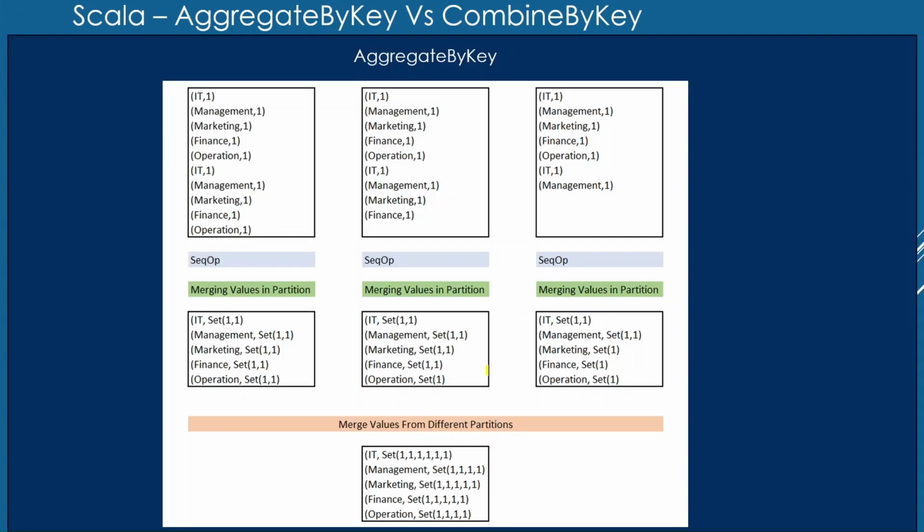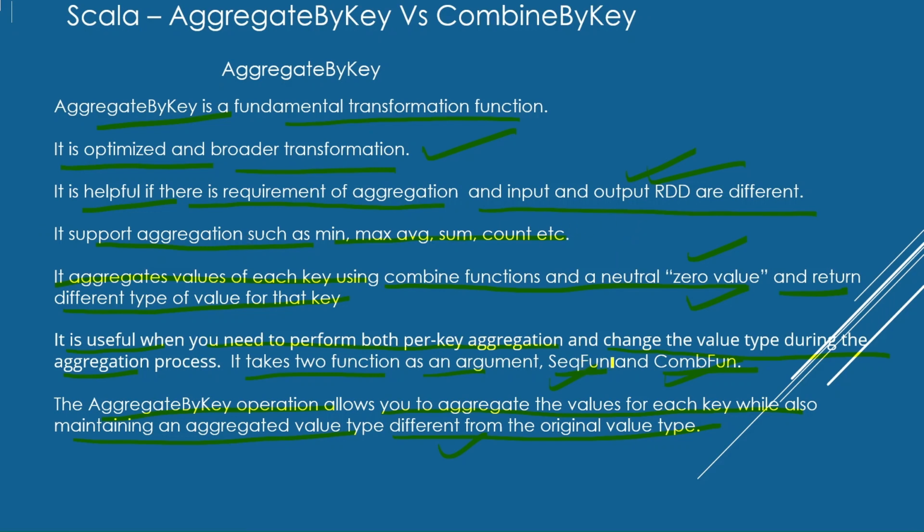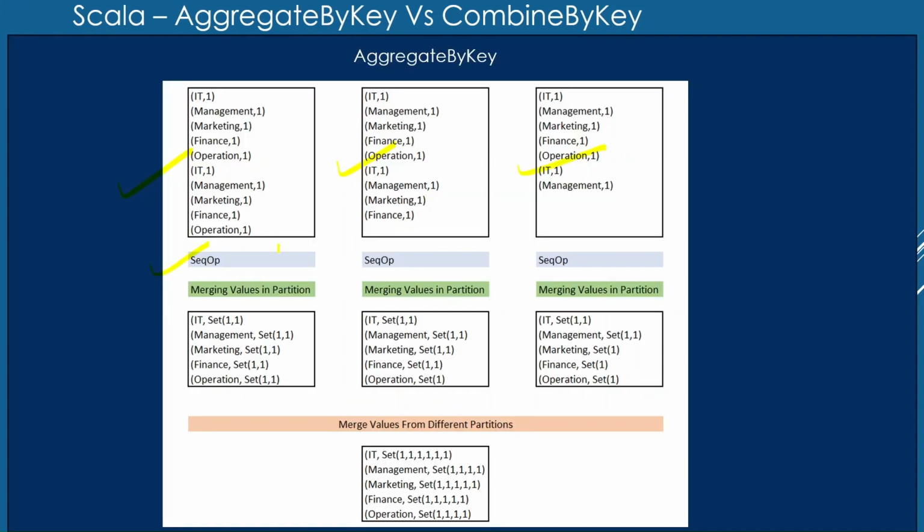So this is a pictorial representation of the aggregate by key. Let's understand it. This is the data which is present in the different executors, or we can say different partitions. This sequence function, I told you, there are two functions it generally takes as parameters: one is the sequence function and one is the combine function. Here I'm talking about the sequence function.